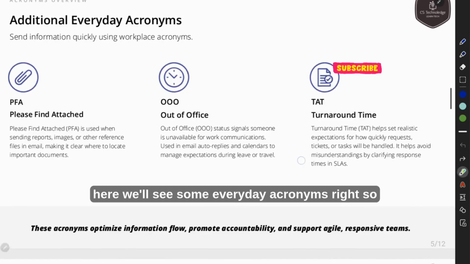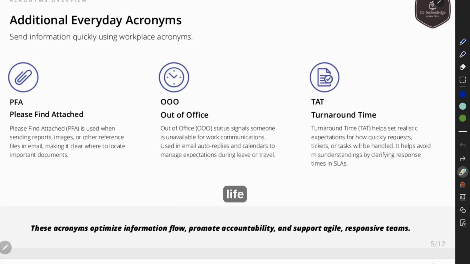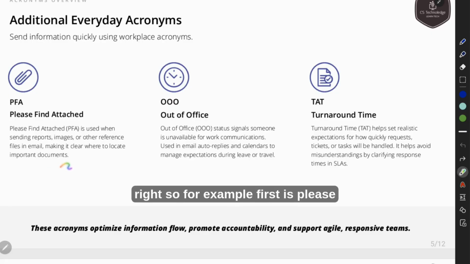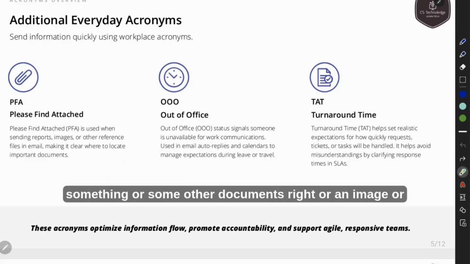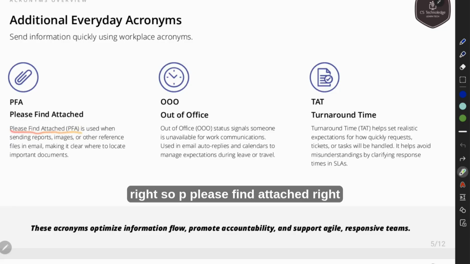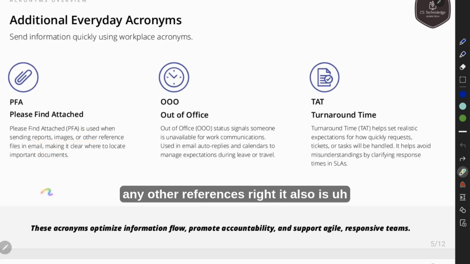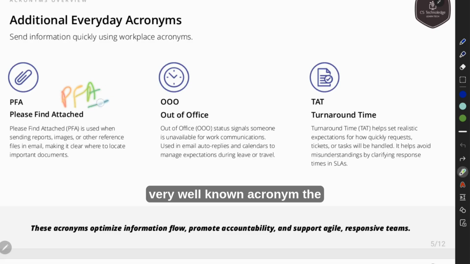Here we'll see some everyday acronyms, which you use very casually in day-to-day life. For example, first is please find attached. Whenever you send an email, you attach some files or documents, or an image or whatever. In that case you mention PFA, please find attached, whenever you are sending reports, images or any other references. It is also sometimes known as please find the attachment. Both can be used interchangeably, but generally PFA is a very well known acronym.